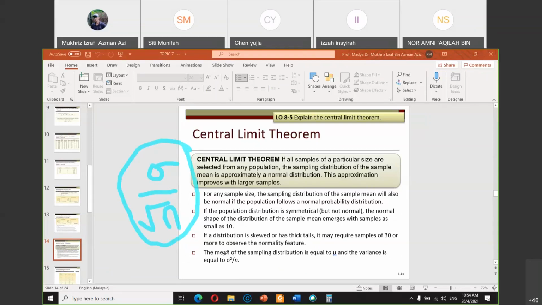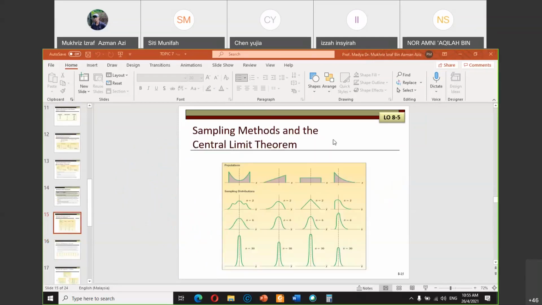So if you take the square root of sigma squared over n, the sigma squared, you cancel the square, so you get sigma, and n becomes square root of n. So the standard deviation will be sigma over square root of n, under the central limit theorem. Okay, so in this slide, you can see the changes in the shape of the distribution.